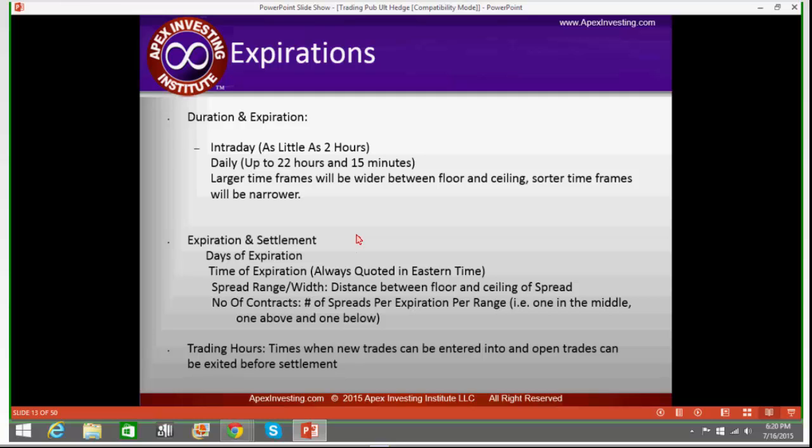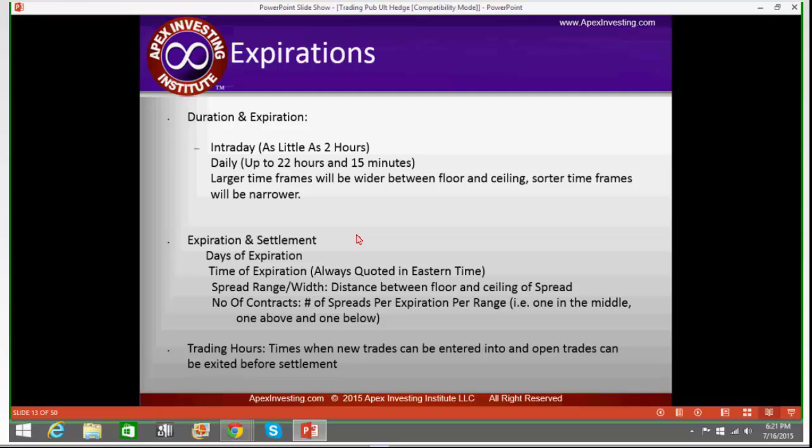They offer intraday spreads that expire every 2 hours, and daily spreads that last up to 22 hours and 15 minutes. Now the larger time frames will be wider. They'll have wider floors and ceilings. Like if you looked at an oil spread right now on Nadex, it just opened up at 6 o'clock today, or for example an ES. You look at an ES daily spread that opened up right now, it goes all the way until tomorrow at 4 o'clock. So that's going to be a very wide spread, hundreds of points.